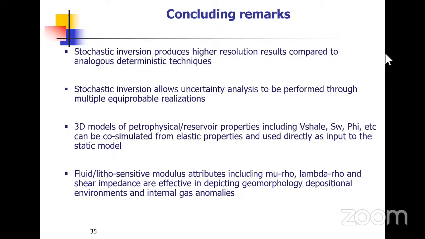But what I'm trying to say is that the 3D models of petrophysical reservoir properties, including P shale, net to gross, water saturation, porosity, and so on, can be co-simulated directly from either deterministic or stochastic models to build a static model. This is what we call co-kriging, simple co-kriging or collocated co-kriging.